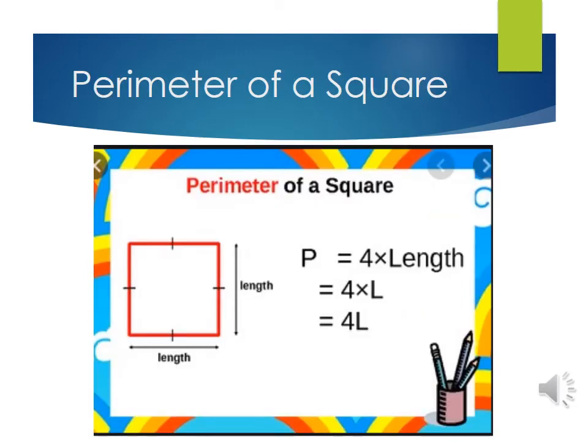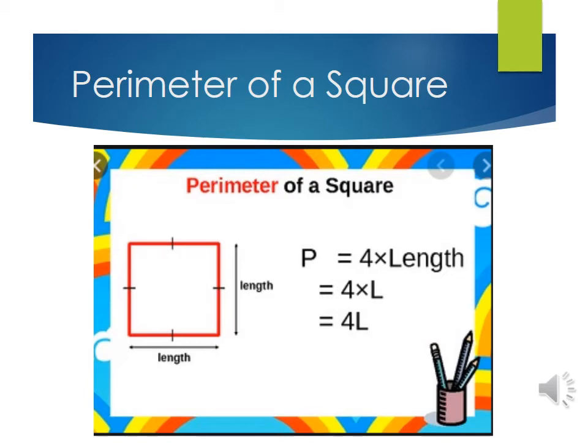To find the perimeter of a square, we have to multiply the length by 4, because in a square we know that all sides are equal. So here in this square, the two sides shown here are length, which means the opposite two sides are also length. So we can say that to find the perimeter of a square, we have to multiply the length by 4.